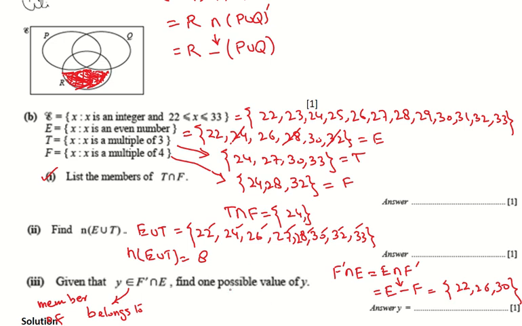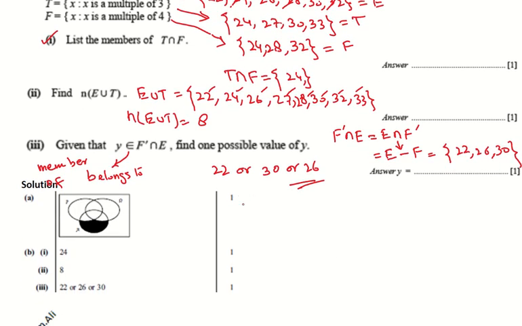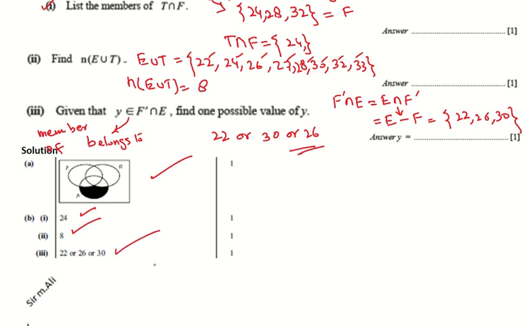And now find one of the possible values. So 22 or 26 or 30 may be the value of Y. The answers are: first answer, second answer is 24. The next is 8, and the last one is 22, 30, and 26.